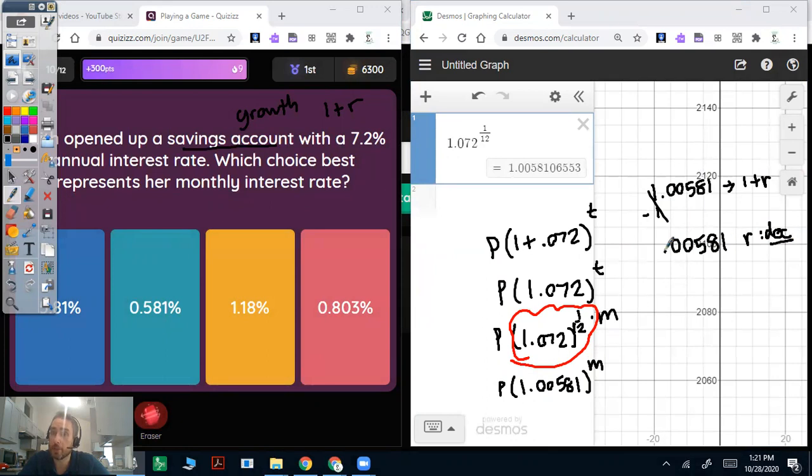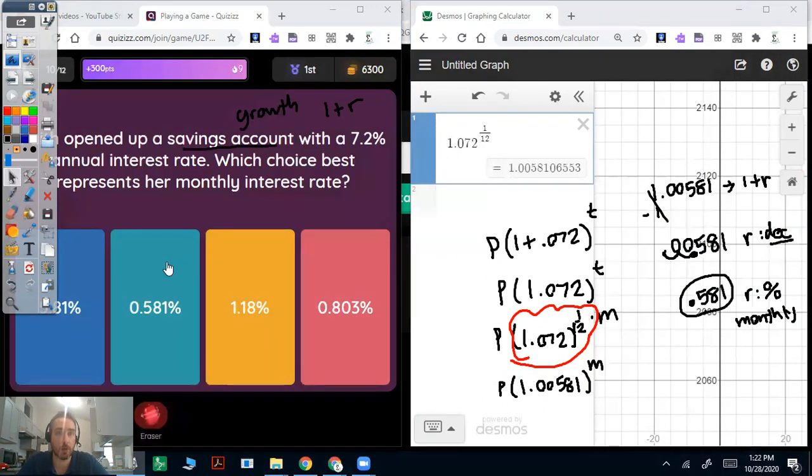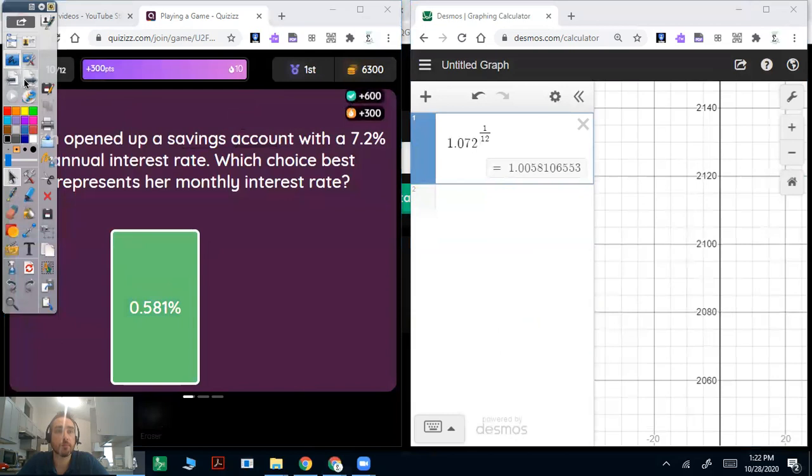So if you want your rate as a percentage, what do we got to do? We got to bring it over a couple spots. So it's going to be 0.581, which is your rate as a percent. So your monthly rate is 0.581%. Very small number.